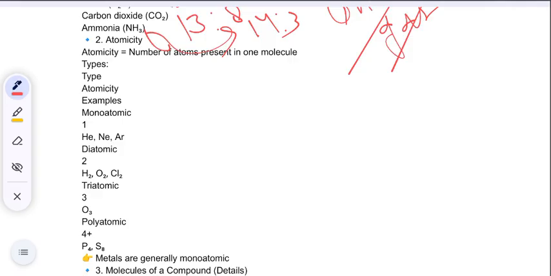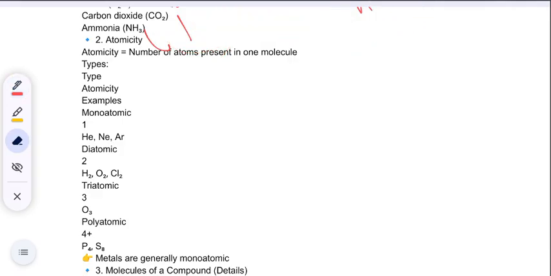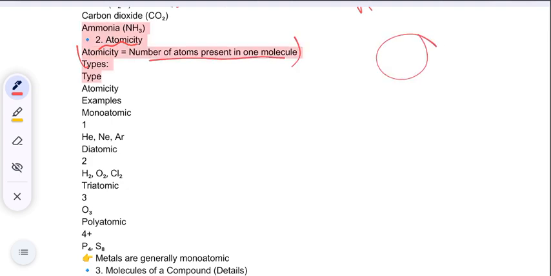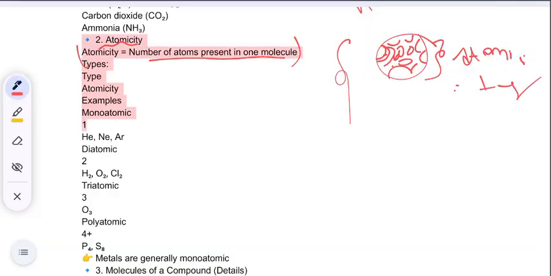Now our next topic is atomicity. I hope all these topics which were taught are clear. Okay, now see, atomicity refers to the number of atoms present in one molecule. Okay, so this is one molecule. Now the number of atoms present in one molecule is called its atomicity. Understood? I hope this topic is now clear.